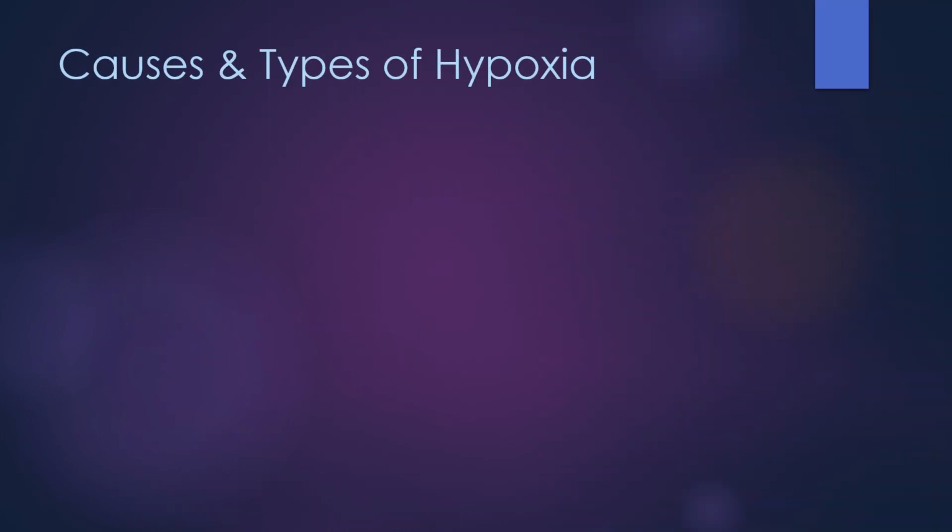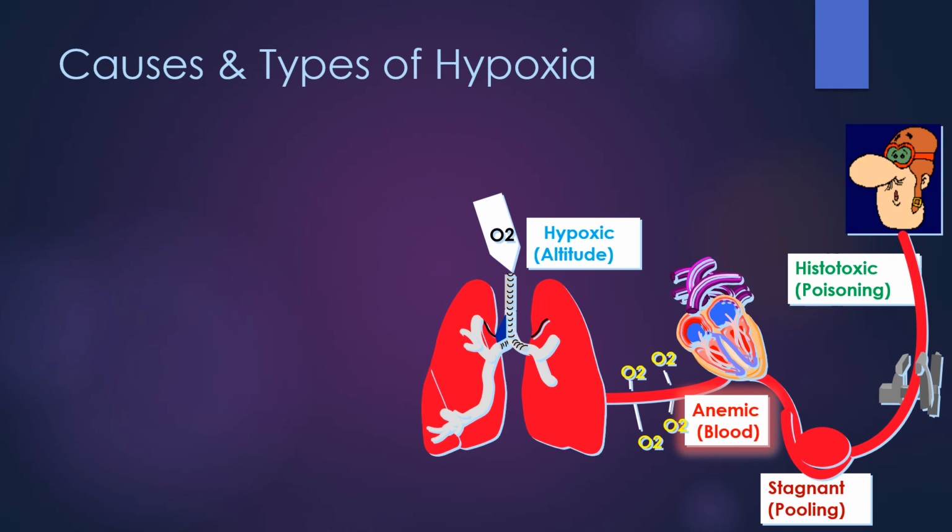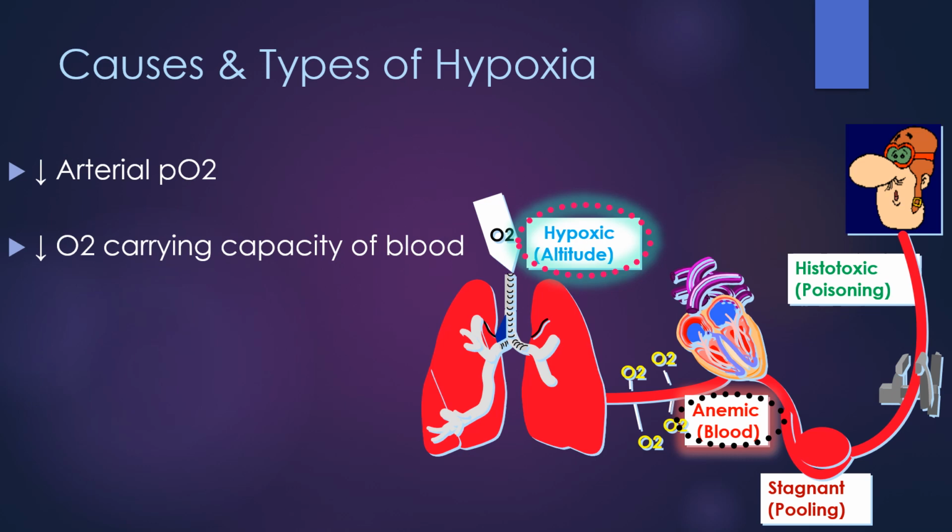Let us discuss the various types of hypoxia and the causes of it. To start with, hypoxic hypoxia, which is when the decreased oxygen tension of the arterial blood occurs. For example, in the inspired air or any hypoventilation can cause it. And then anemic hypoxia, which is when there is a decrease in the oxygen carrying capacity of the blood. So that is the transport. So anemic hypoxia.